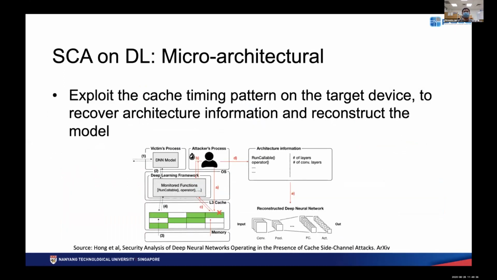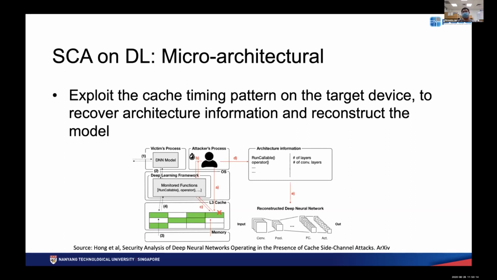Lastly, we move to another type of attack, microarchitectural. All the previous attacks shown are usually conducted on edge devices, on microprocessors. In this case, we consider the attack on the CPU or GPU. So what does the microarchitectural attack do? It basically exploits the cache timing pattern to reconstruct the network. In this case, the assumption is that the attacker can access the same machine as the victim, and can observe the cache pattern.